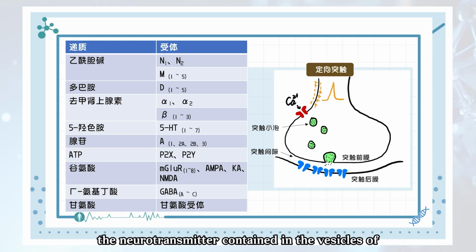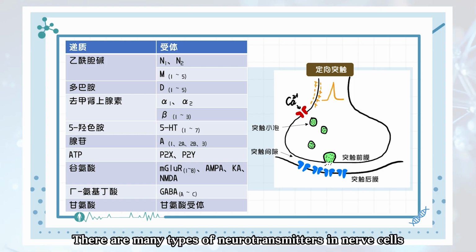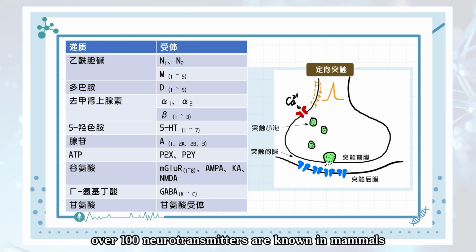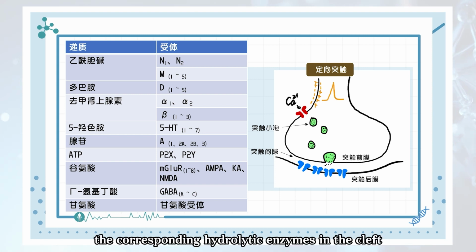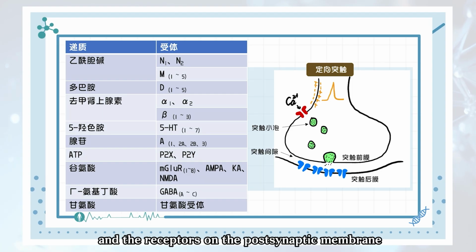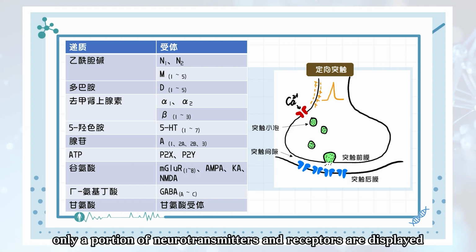However, the neurotransmitter contained in the vesicles of the presynaptic membrane differs among different types of neurons. There are many types of neurotransmitters in nerve cells. Over 100 neurotransmitters are known in mammals. Due to the different neurotransmitters, the corresponding hydrolytic enzymes in the cleft and the receptors on the postsynaptic membrane also change accordingly. As shown in this table, only a portion of neurotransmitters and receptors are displayed.